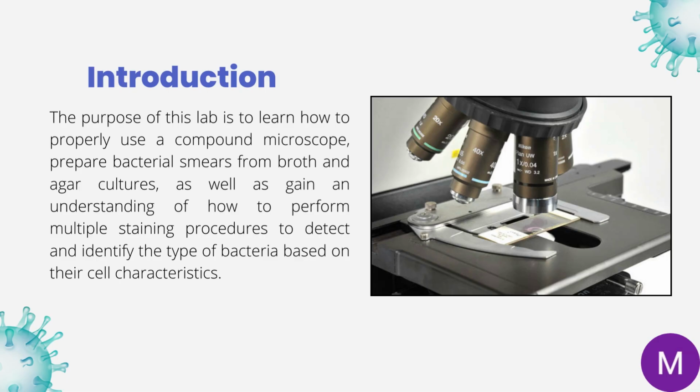Beginning with the introduction. The objective of this lab is to learn how to properly use a compound microscope, how to prepare bacterial smears from broth and agar cultures, as well as to gain an understanding of how to perform these different staining techniques in order to detect and identify the type of bacteria based on their cell characteristics. For example, for the gram stain, we will be able to determine whether it is a gram positive or a gram negative. We will be performing aseptic techniques throughout the entire experiment to protect ourselves as we will be dealing with a numerous amount of bacteria.